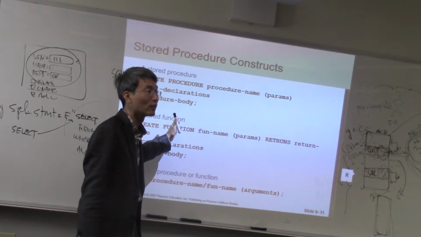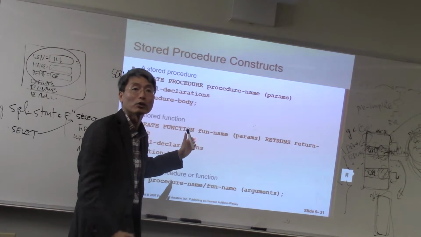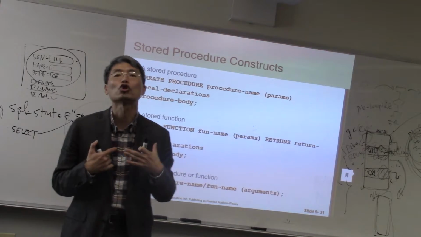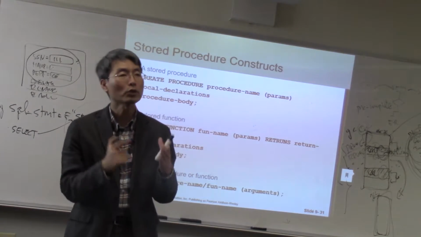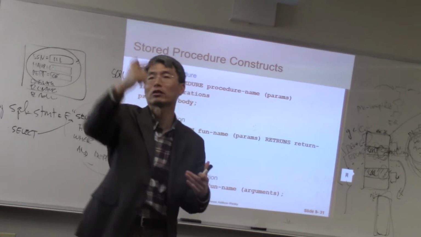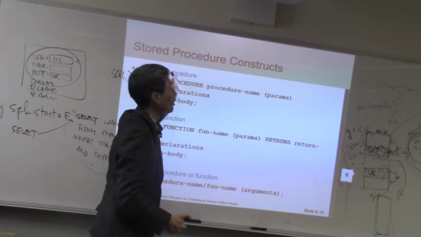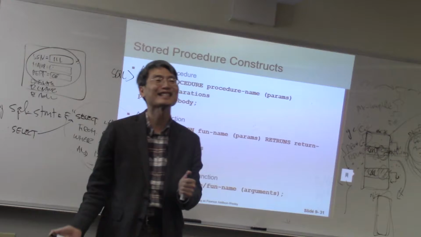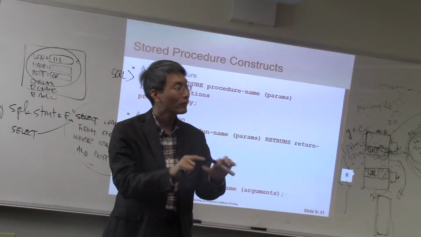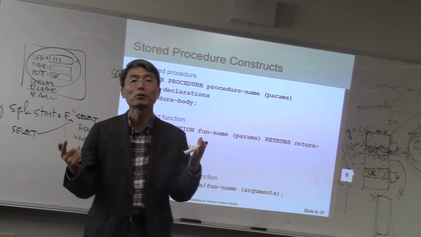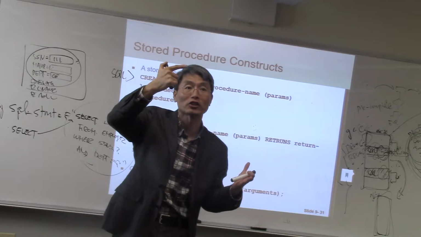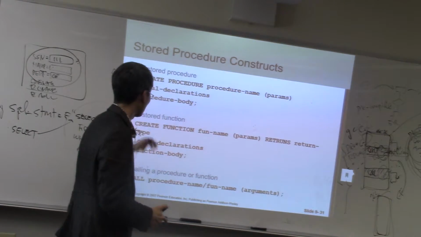A function has a return value. Like, I make the GPA function: the input is the list of objects or the student ID, and the output is the GPA. A procedure is, for example, update salary. Update the salary, so there is no output, but the database will be changing. So that is the procedure and function.